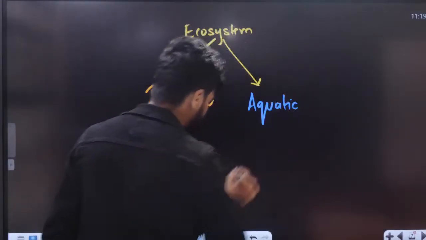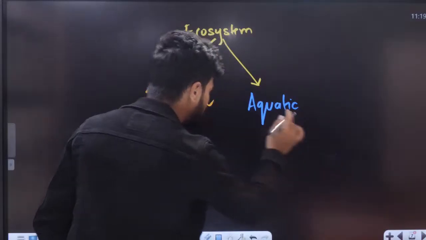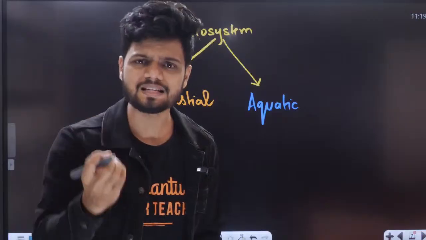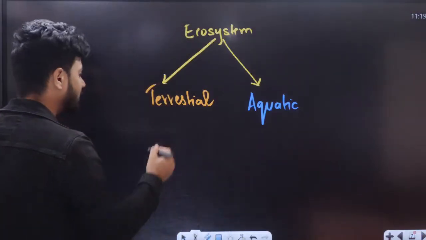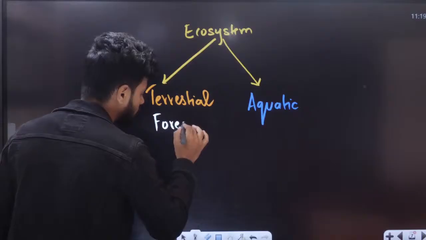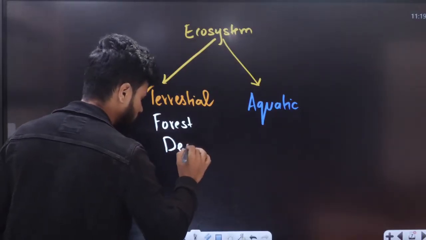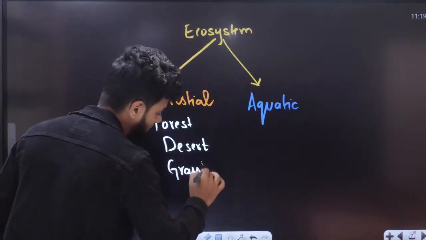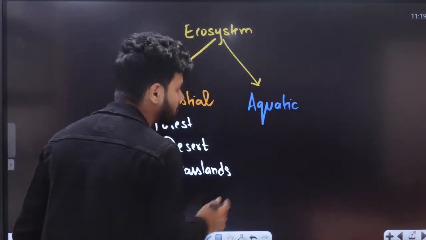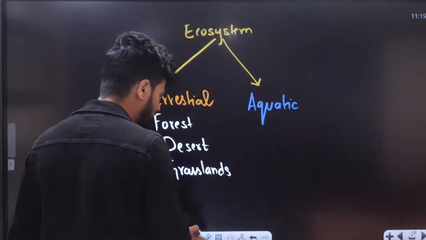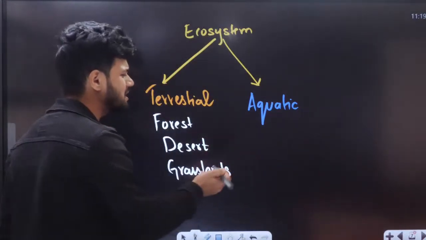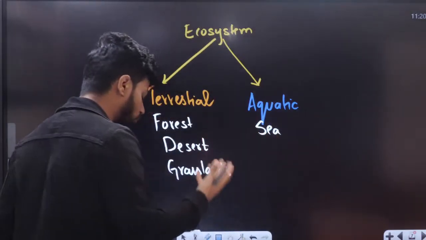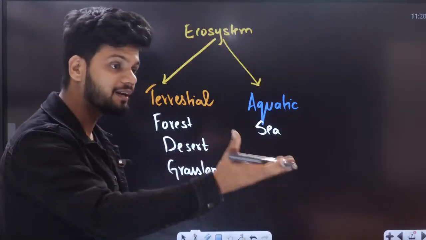Now students, in the terrestrial ecosystem, what do we find? In the terrestrial ecosystem, we mainly find forests, grasslands, and deserts. In the aquatic ecosystem, we find, let's take a sea. We can have a sea, we can have an ocean, we can have a pond, river, lake, anything.